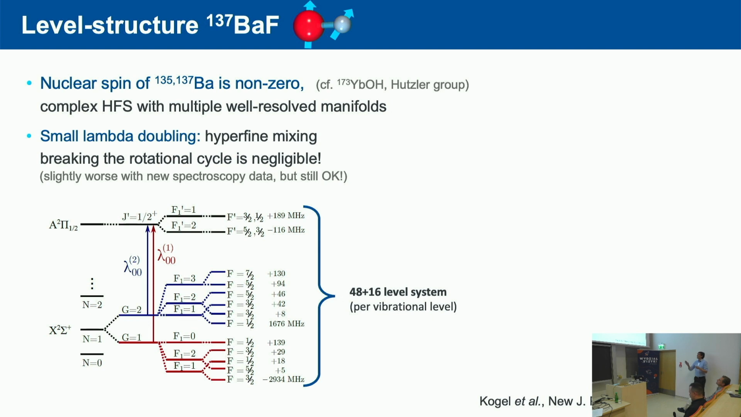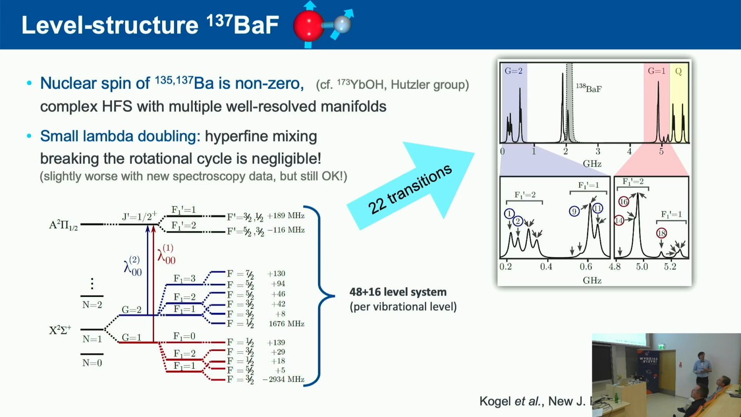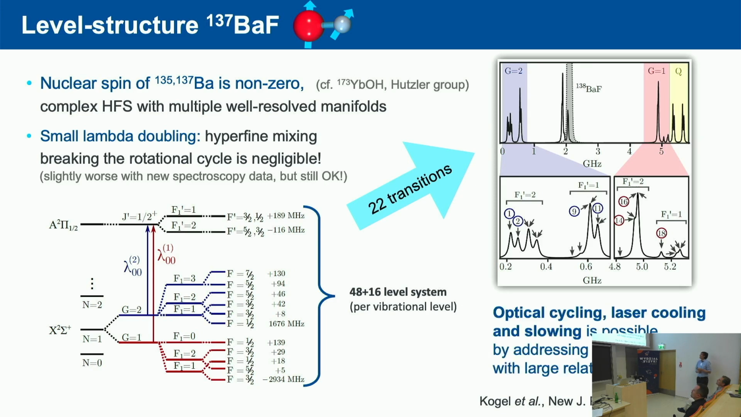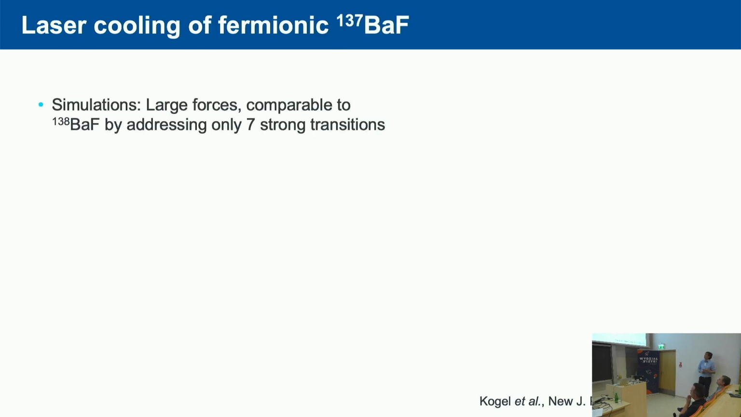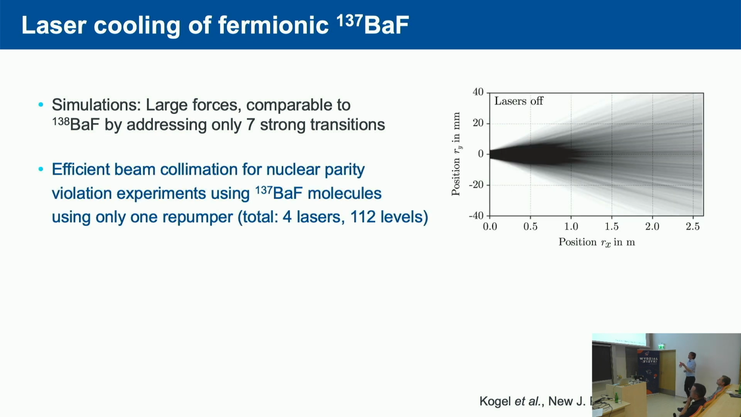And so just to give you the number per vibrational level, it's 48 and 16 levels. And then you need to apply this to 3 or 4 vibrational levels in the end. But it turns out you can use exactly this strategy that I was telling you about before. You just drive the strongest transitions, and the other ones, you just drive them off-resonantly. And that gives you actually reasonable cooling forces. And you can put this into a simulation, addressing, again, only these 7 transitions. So this is now using 4 lasers and 112 levels, which is very reasonable.